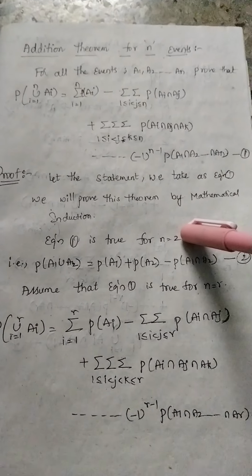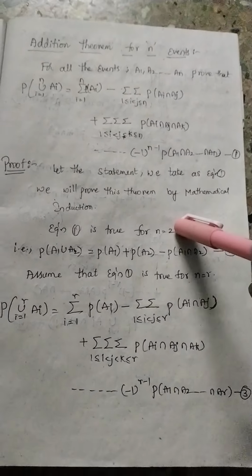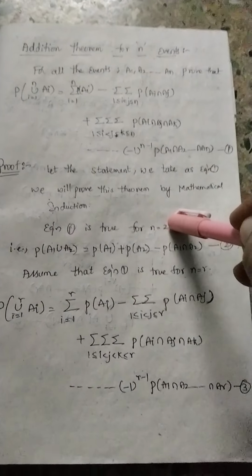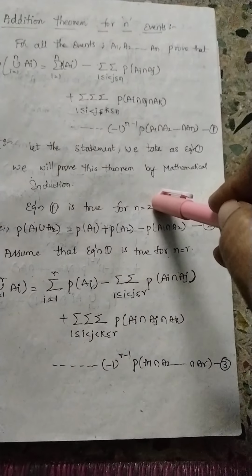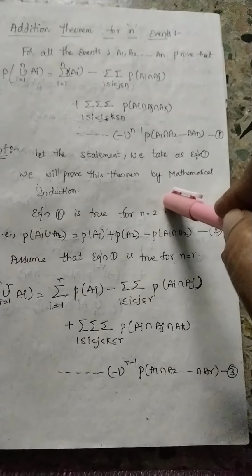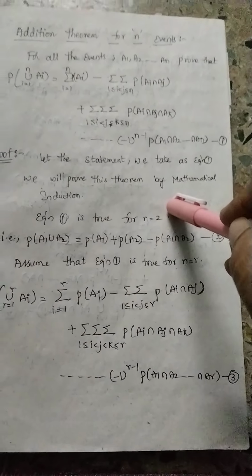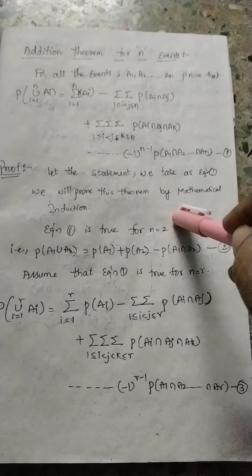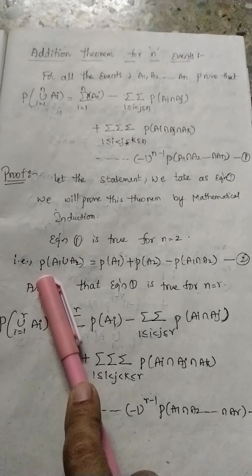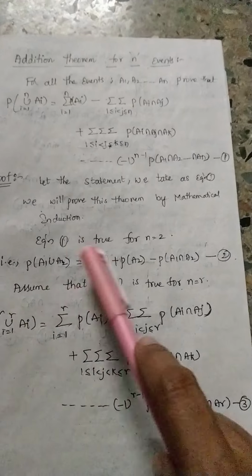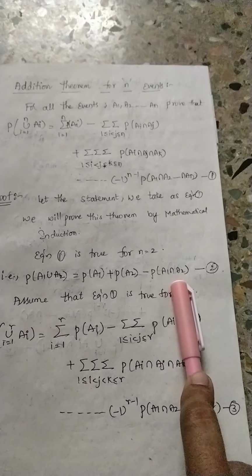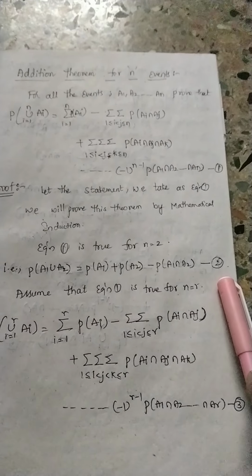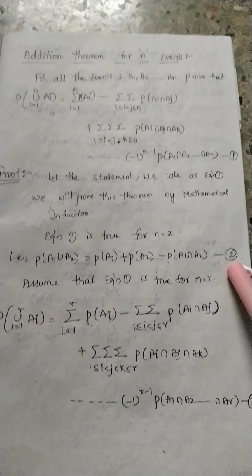We are proving this theorem by using mathematical induction. As mathematical induction has a first step, we have to prove the given equation, that is the first equation, for n equal to 2. In the place of n, we are going to substitute the value 2. That means for 2 events it is already proved as the addition theorem for 2 events. We are going to write that statement over here. That is, probability of A1 union A2 is equal to probability of A1 plus probability of A2 minus probability of A1 intersection A2. Let it be taken as equation 2. That means equation 1 is true for n equal to 2.